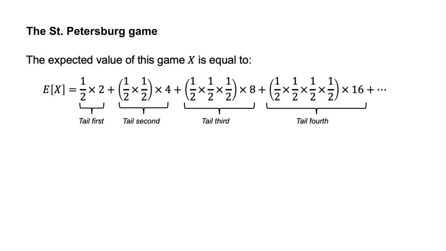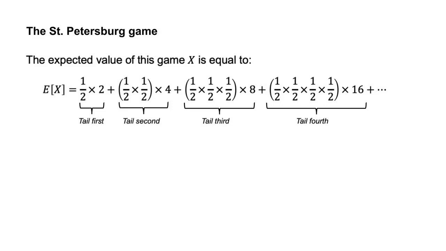The first term in the series captures the 50% chance of a tail on the first flip, paying $2. The second term represents the 50% chance of a head on the first flip, followed by the 50% chance of a tail on the second flip, paying $4. The third term represents the 50% chance of a head on the first flip, followed by the 50% chance of a head on the second flip, followed by the 50% chance of a tail on the third flip, paying $8.